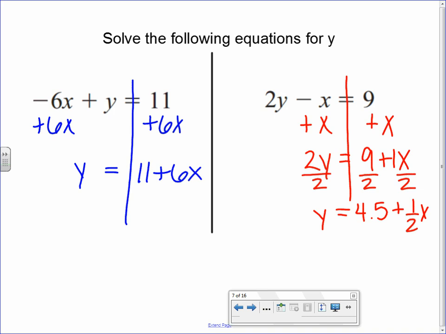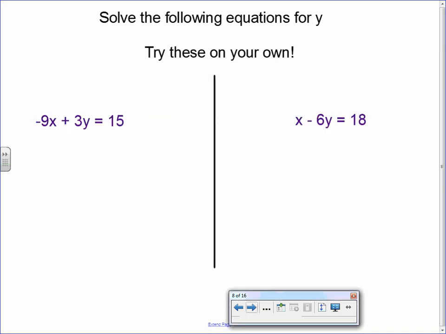Okay, can you guys try a couple? Just practice. All right. Try these two. I'll give you a couple minutes. Isolate the y. Make sure you give me exact answers.